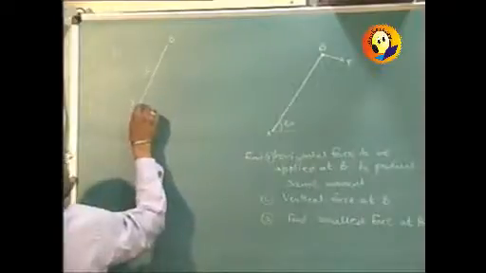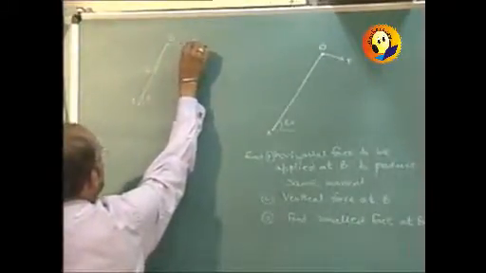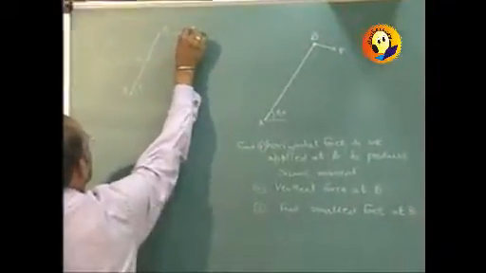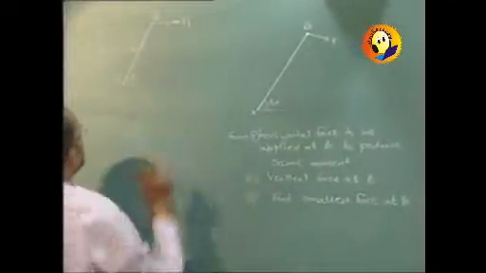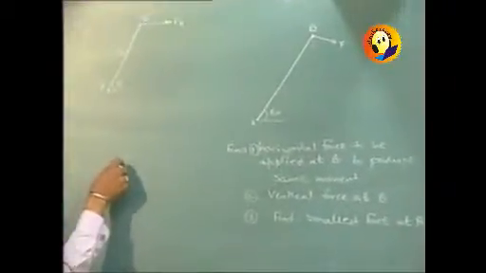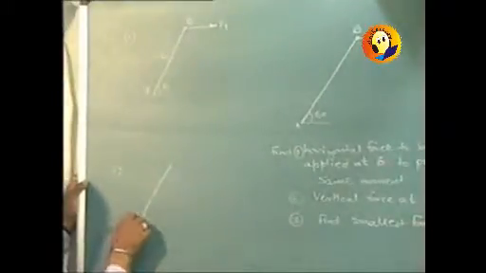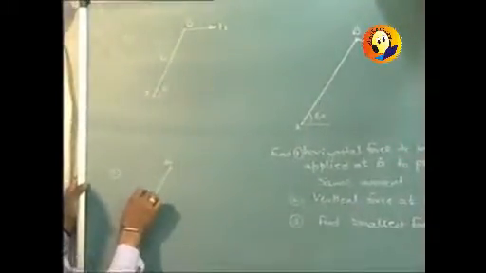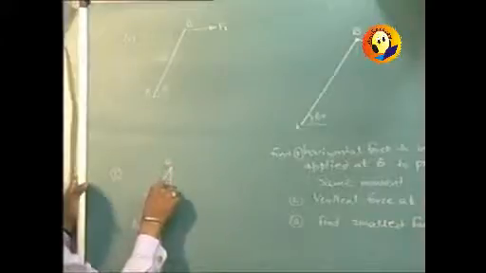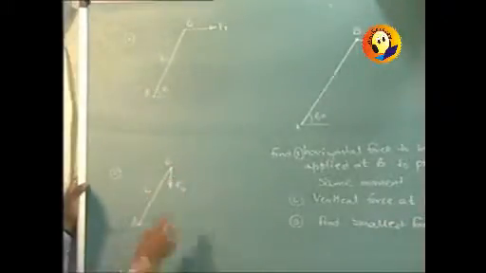This angle is theta, and we are required to apply a horizontal force at B to produce the same moment. Let us call it F1. The second problem says that you are required to apply a vertical force at B to produce the same moment. Let us call this force F2.